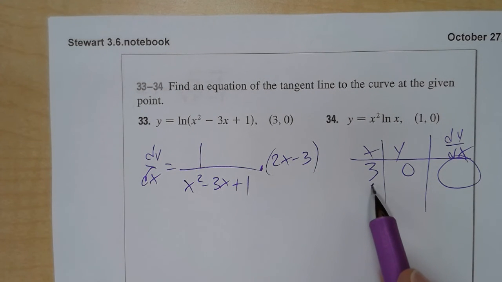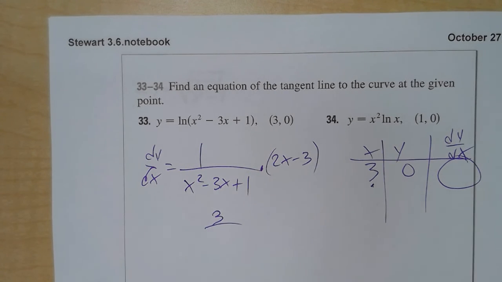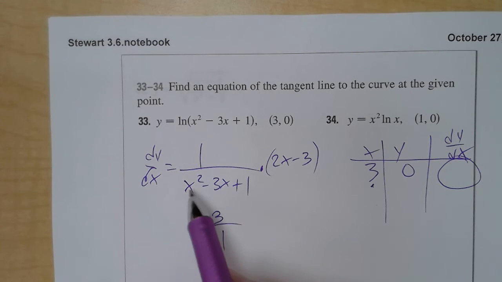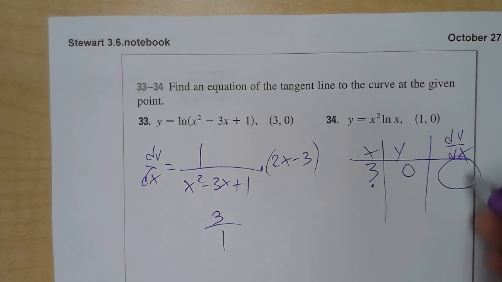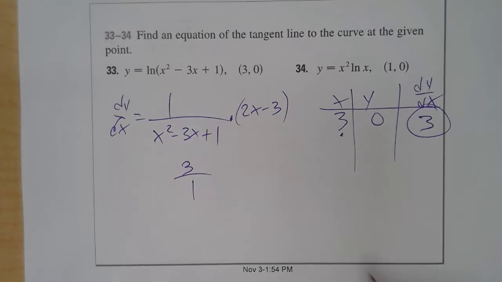Now you got to put in 3. So that would be what? 6 minus 3 would be 3 on the top, 9 minus 9 and then 1 on the bottom, right? So I put 3 in there. So the slope is 3. So it goes through (3, 0) with a slope of 3.